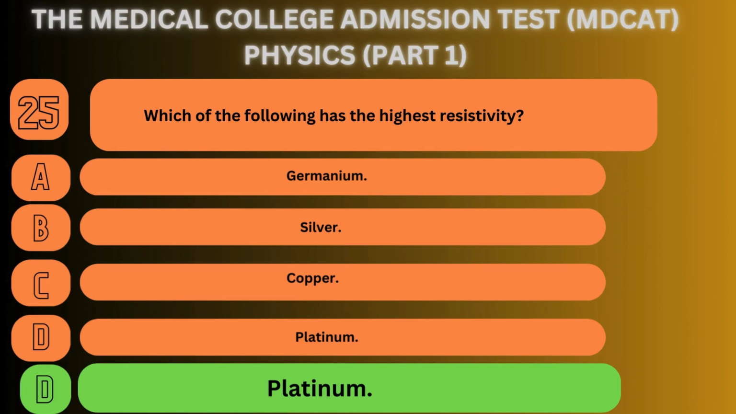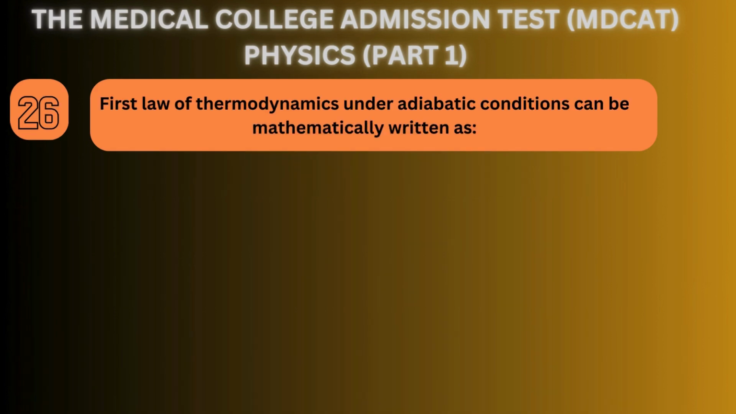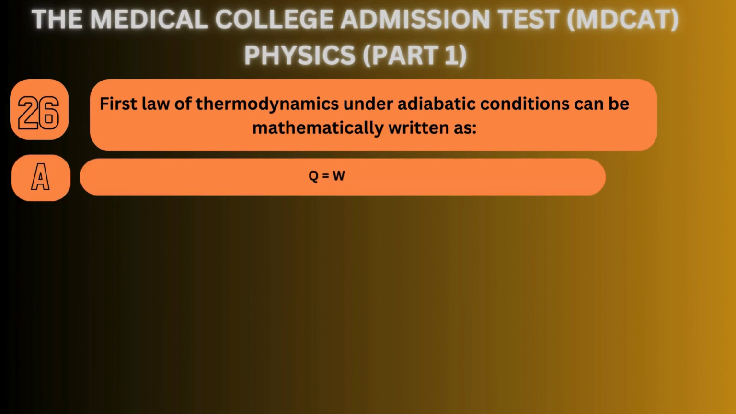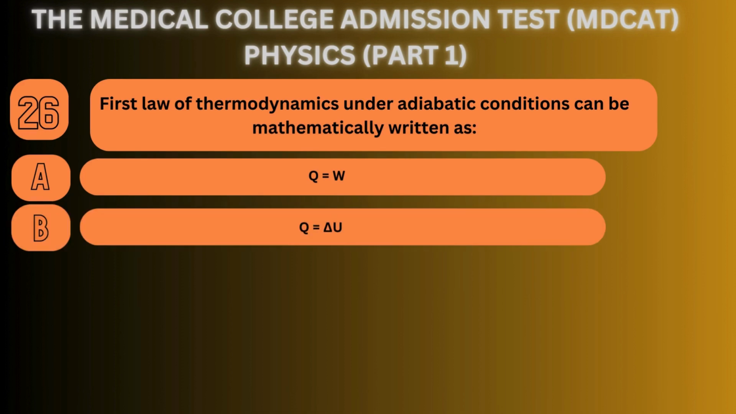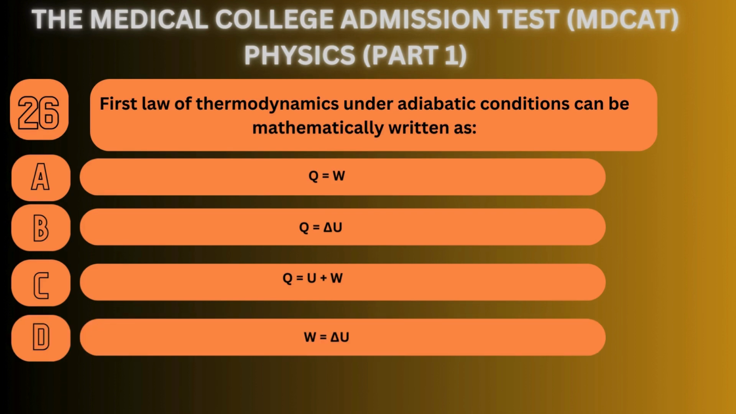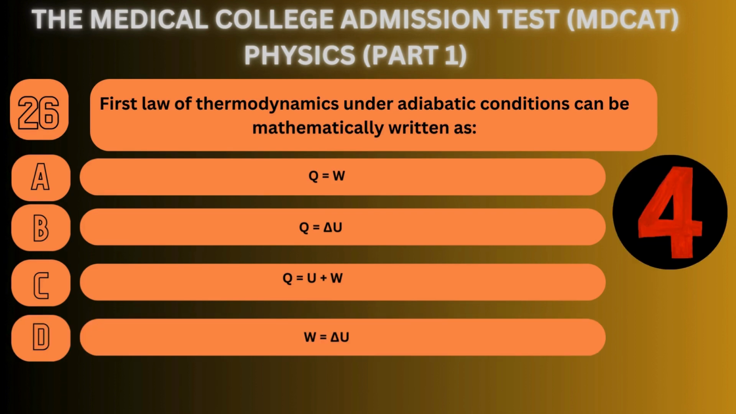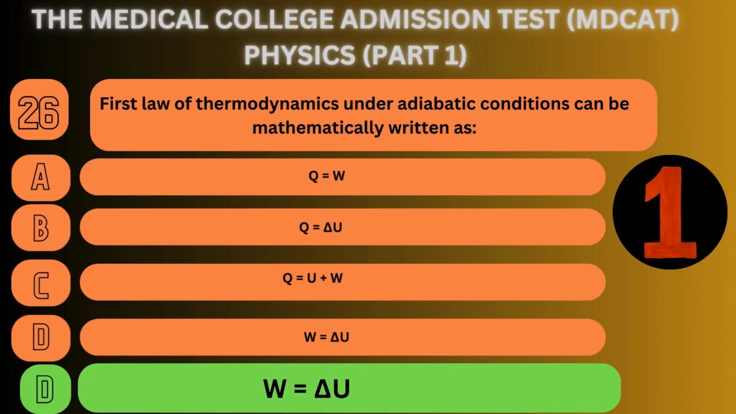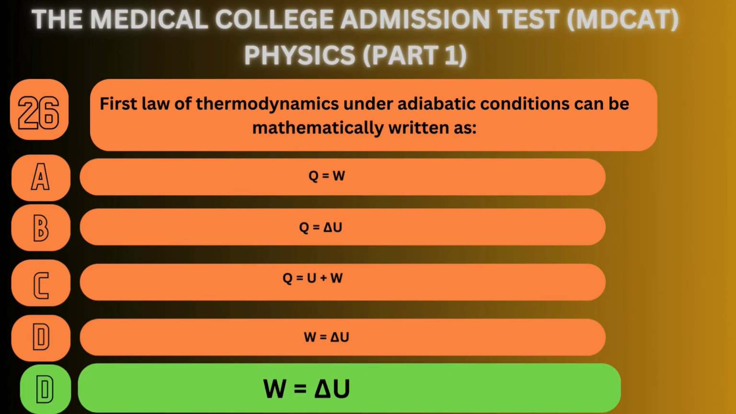Question number 26. First law of thermodynamics under adiabatic conditions can be mathematically written as, option A, Q equals W, option B, Q equals increment U, option C, Q equals U plus W, option D, W equals increment U. 5, 4, 3, 2, 1. Correct answer is D, W equals increment U.